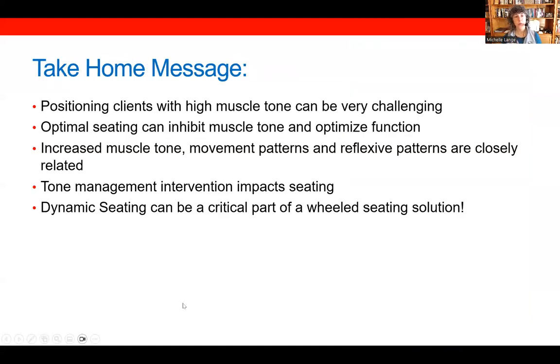All right, so what's our take-home message? Well, positioning clients with high muscle tone can be really challenging. Optimal seating can help to inhibit muscle tone and optimize function. Tone management can be a big help as well. It's important to keep in mind that many clients with increased muscle tone may also have movement patterns and reflexive patterns that we also need to keep in mind in crafting a solution for this client. And dynamic seating can also be a real critical part of our overall wheeled seating solution.